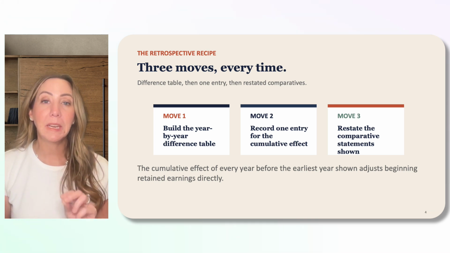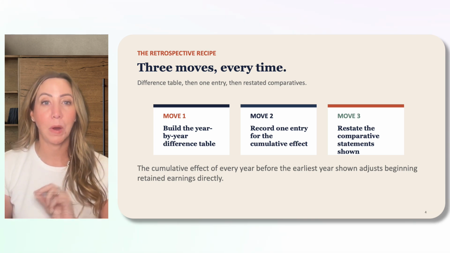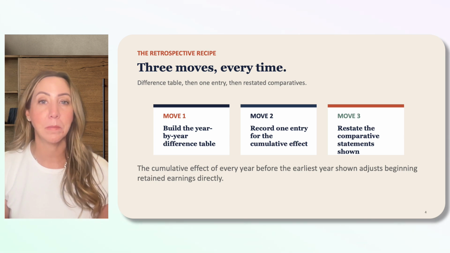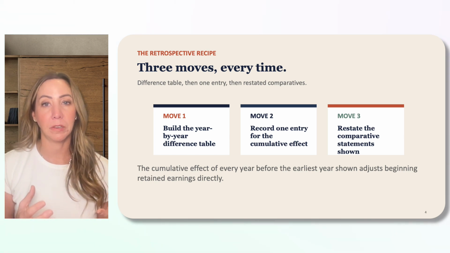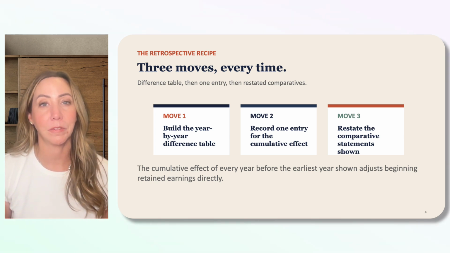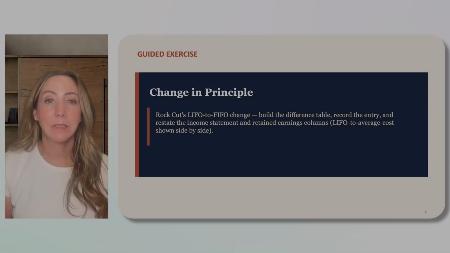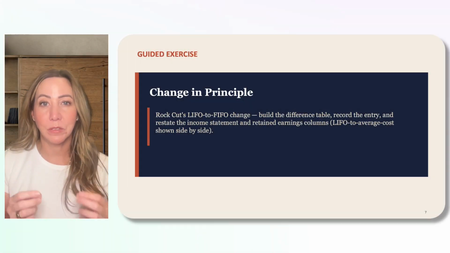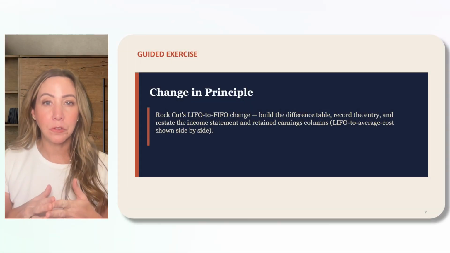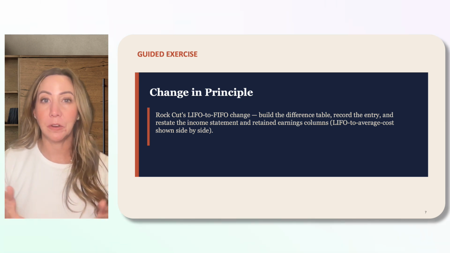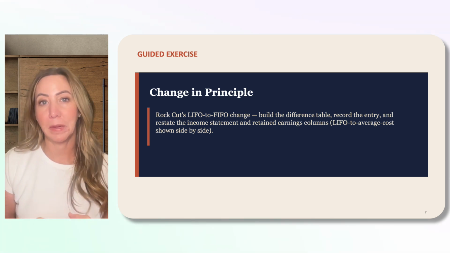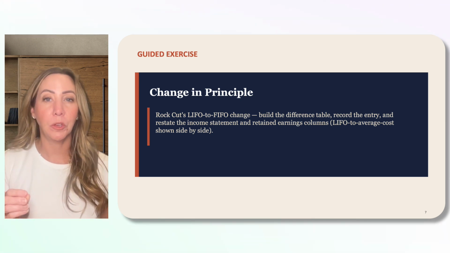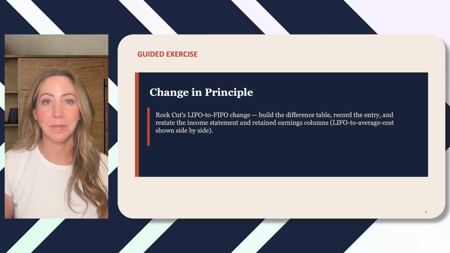Move 3, recast the comparative financial statements. The prior year column gets rebuilt with the new method's numbers, and the earliest beginning retained earnings shown gets adjusted for the cumulative effect of everything before it. Let's look at an example of a change from LIFO to FIFO. We're going to make the journal entry to update the financial statements, and we're going to draft the new comparative financial statements by adjusting retained earnings for the cumulative effect of all the years prior to it.